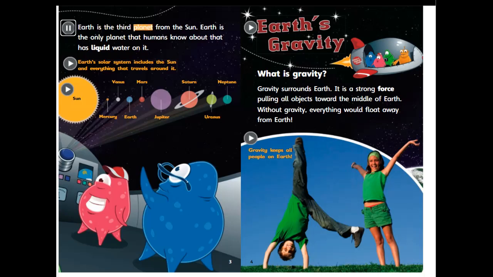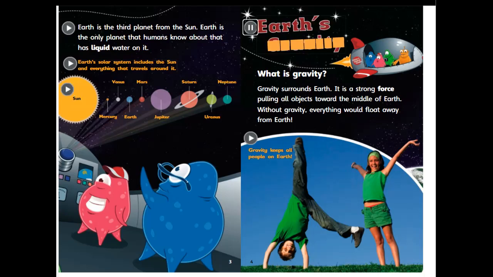Earth is the third planet from the Sun. Earth is the only planet that humans know about that has liquid water on it. Earth's solar system includes the Sun and everything that travels around it. Sun, Mercury, Venus, Earth, Mars, Jupiter, Saturn, Uranus, Neptune.